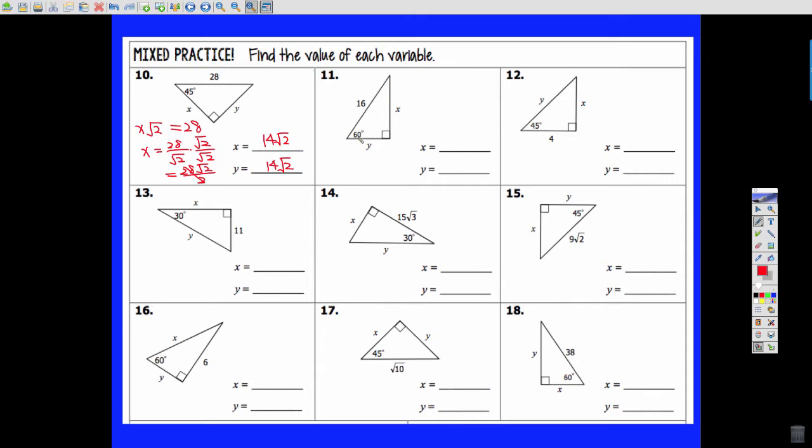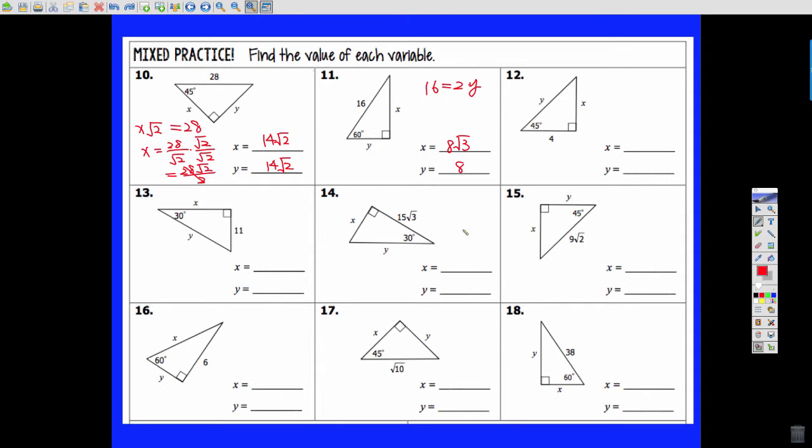Over here is 30, 60, 90. I need to focus on the short leg. I don't have the short leg, I only have the hypotenuse. But I know the hypotenuse is 2 times my short leg. Therefore, my y is 8. If my y is 8, my longer leg is my short leg times root 3. Whoops.